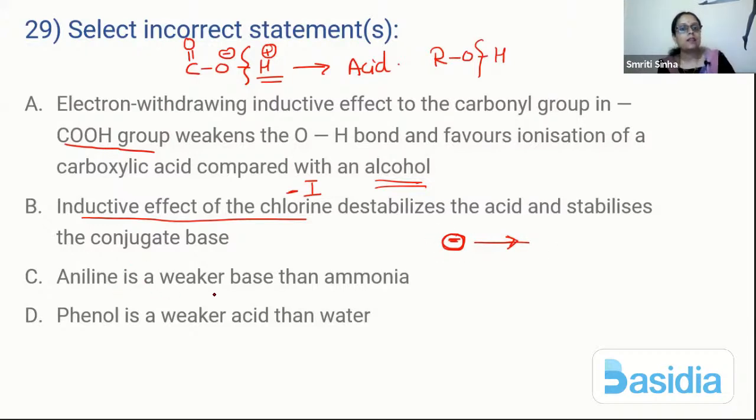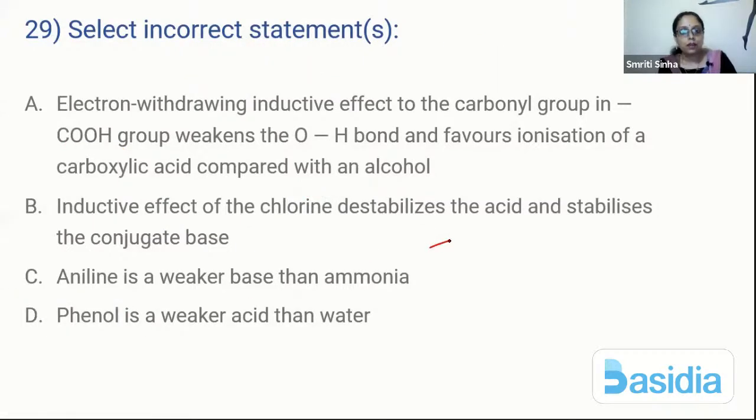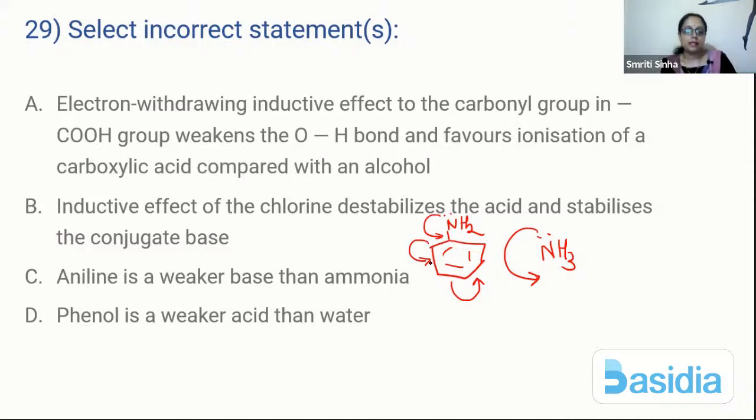Next, aniline is a weaker base than ammonia. This is also correct. Aniline is a weaker base than ammonia because basicity means the ability to donate electrons. This is the property to donate electrons. Ammonia can easily donate this electron pair, but in aniline, this electron pair is in resonance and therefore it cannot be donated easily, and therefore it is a weaker base.